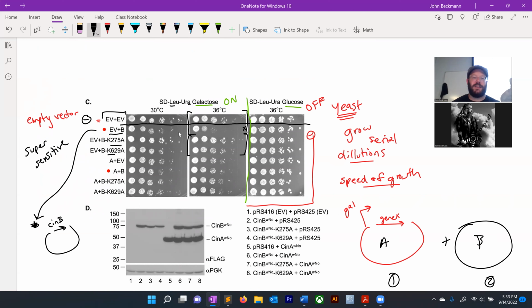It's no longer toxic. And so they're demonstrating that those domains are sort of like the business end of the protein. They're essential to the toxic activity. And then they test A.